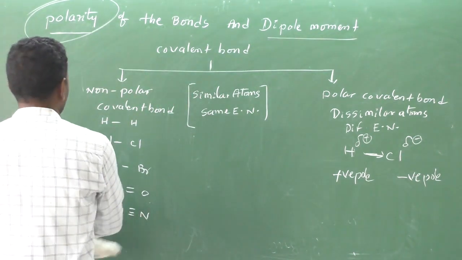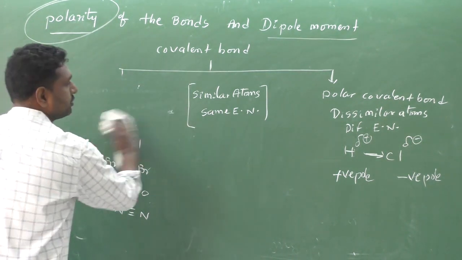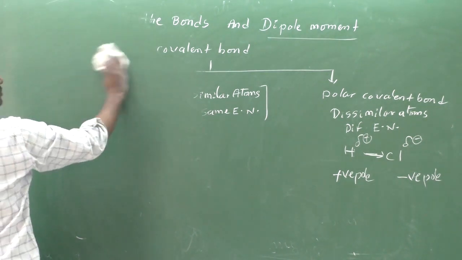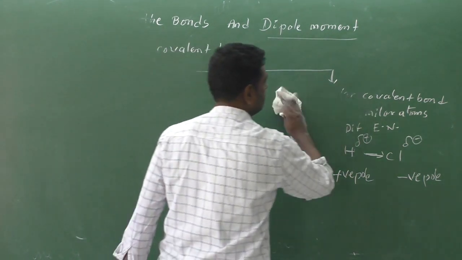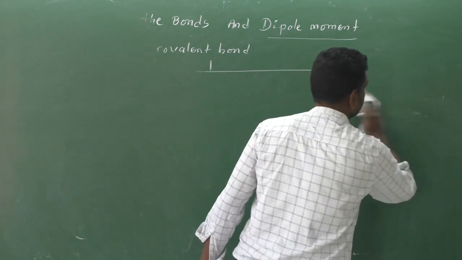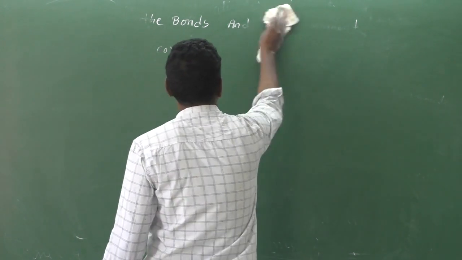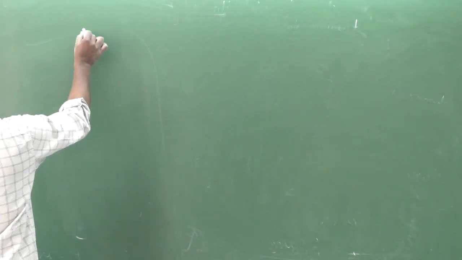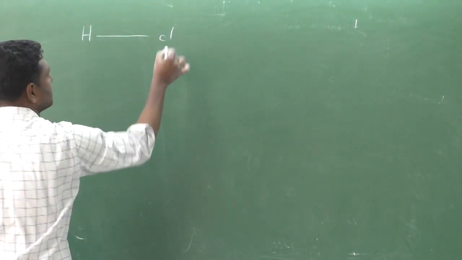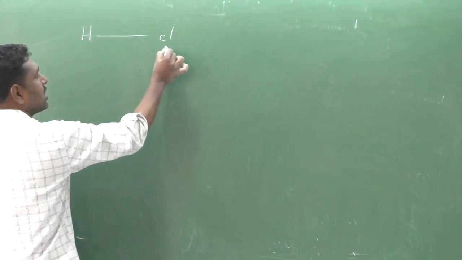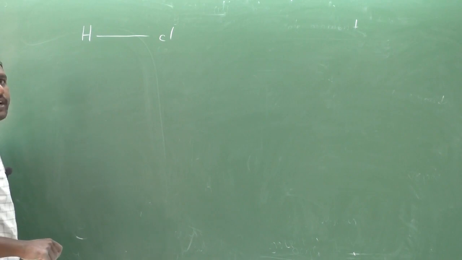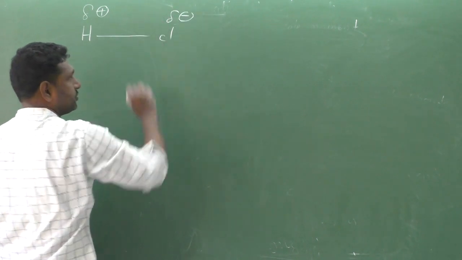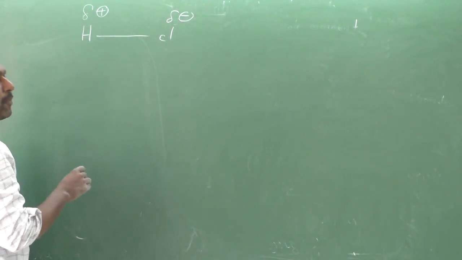So here I will explain dipole moment. Take any molecule, HCl. One atom has high electronegativity and the other has low electronegativity. Therefore one gains a positive charge and the other gains a negative charge. Now we will discuss dipole moment.